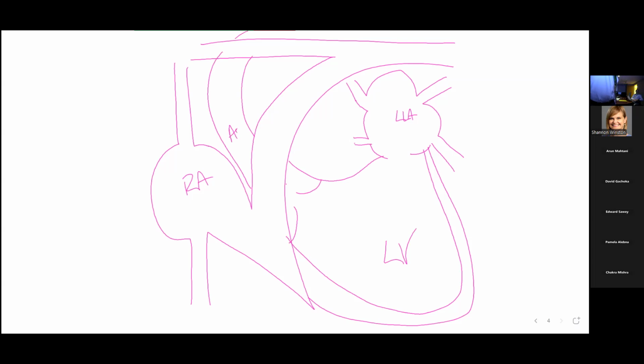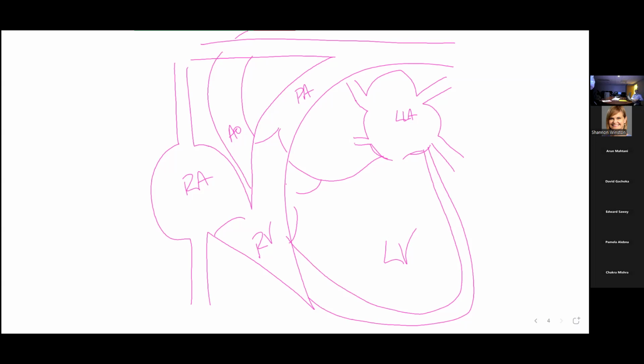Here's our aorta. Here's our pulmonary artery. Here's our RV. Here's our pulmonic valve. Tricuspid valve. Mitral valve. So let's think about how we might be using this flow stuff.